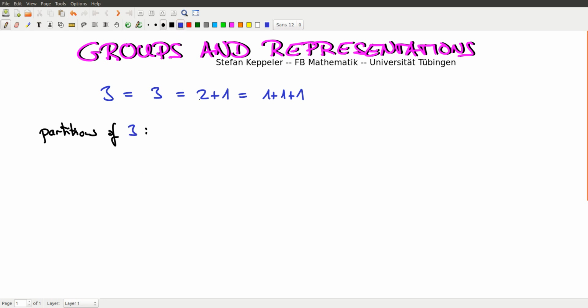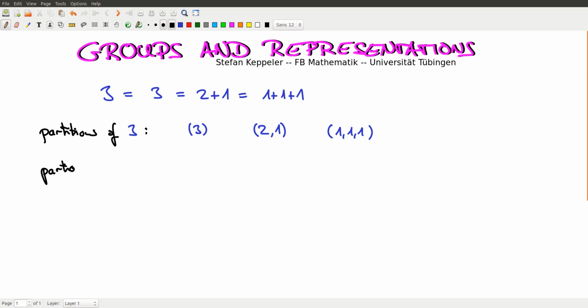And we usually write them like this. The first one is just 3, and then we write them as non-increasing sequences of numbers. So the partition 2 plus 1 we write as this sequence 2, 1 here. And the last one is this one.